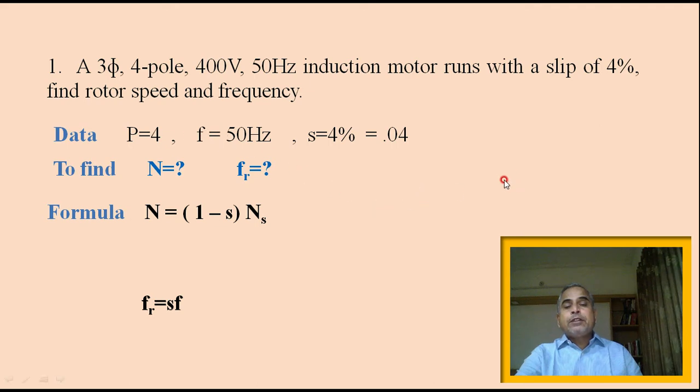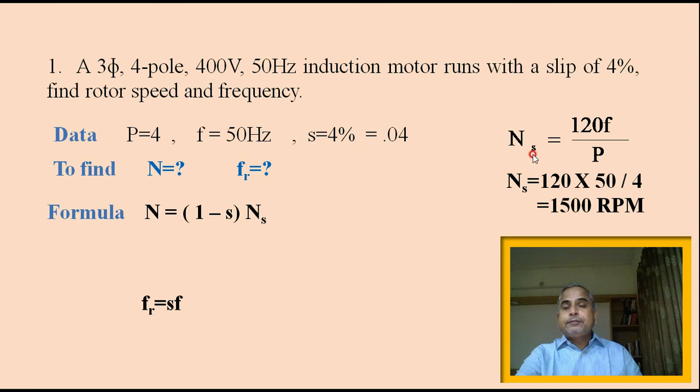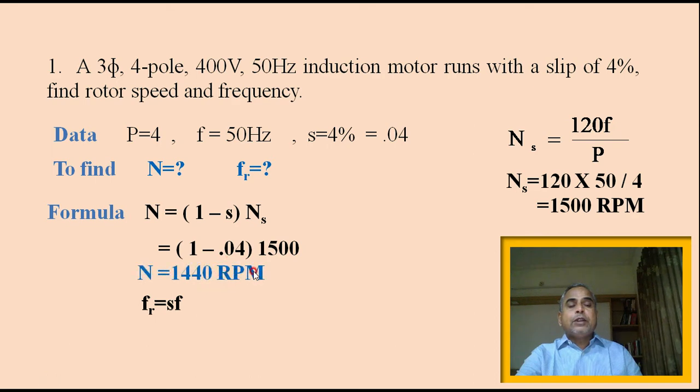Therefore, the synchronous speed we are getting here is ns equal to 120 F by P, where F is 50 Hz and the number of poles is 4. The synchronous speed we get is 1500 rpm. Once we know the synchronous speed, you substitute s and ns in the rotor speed equation. Then we get the speed of the rotor as (1 minus 0.04) into 1500, which gives 1440 rpm, the speed of the induction motor.